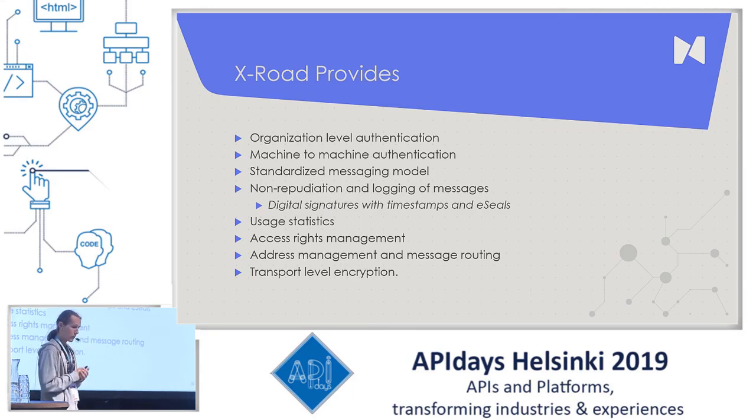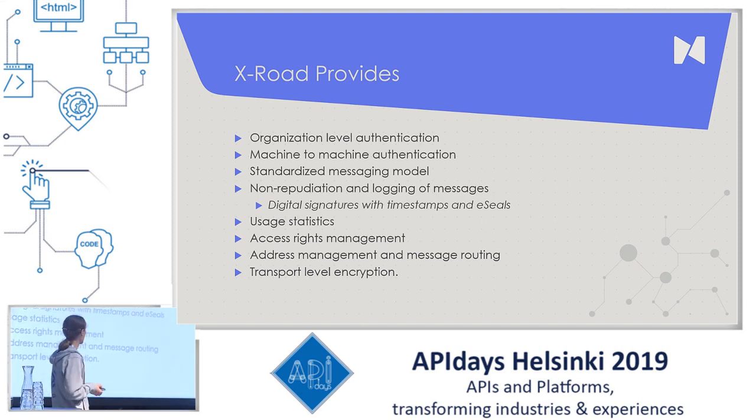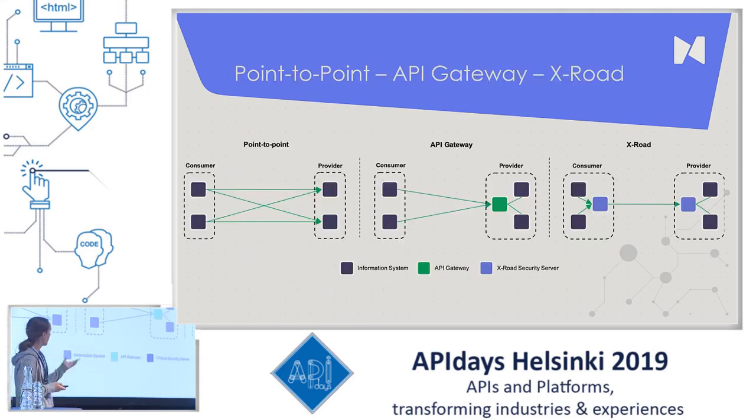Then X-Road also provides address management and message routing, like you saw in this diagram. The service consumer invokes services through its own access point, so the consumer only needs to know the identifier of the service that it is calling, and then the access point takes care of routing the message to the right network location.